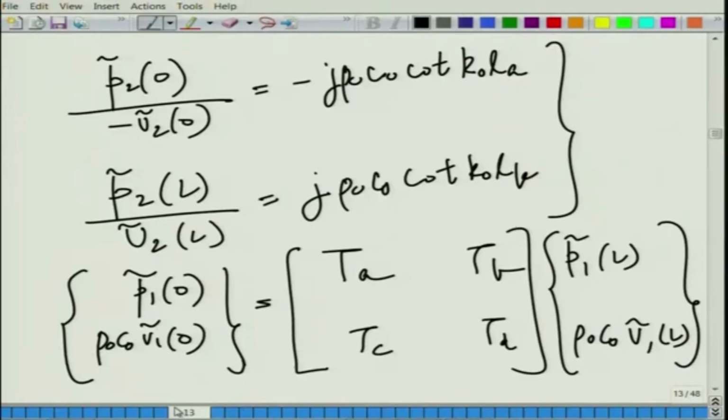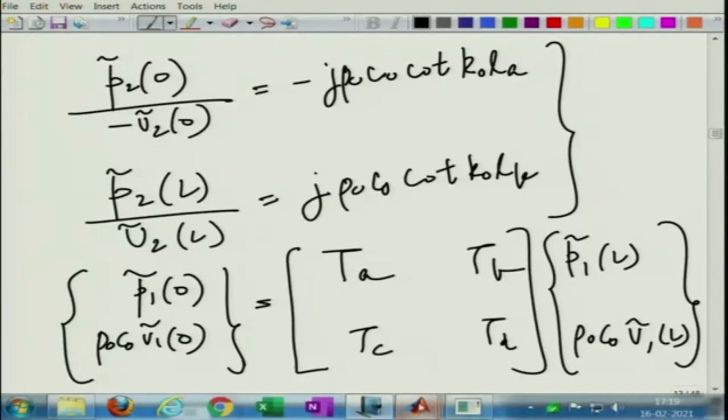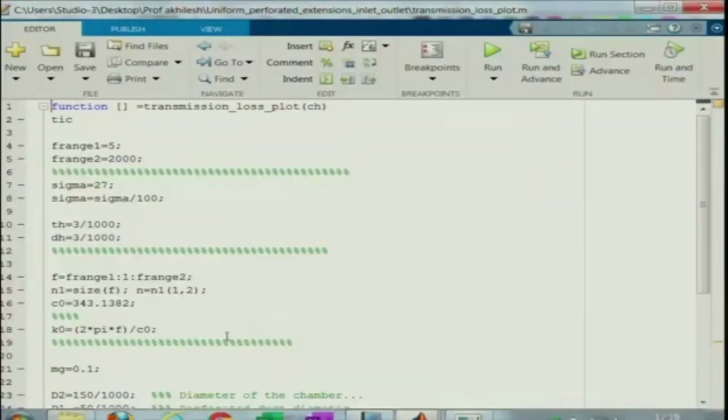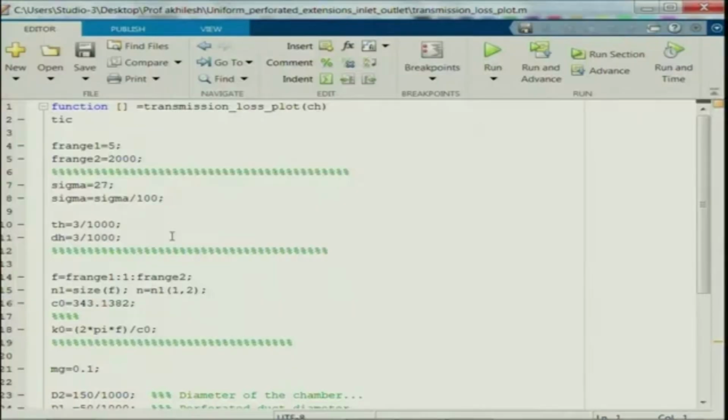So, I guess now is the time to jump on to MATLAB, and we have already written the code for that. Here are some of the codes. Let me go through the code only in a very succinct manner. So, frequency range: the lower and upper bounds of 5 hertz and 2000 hertz.